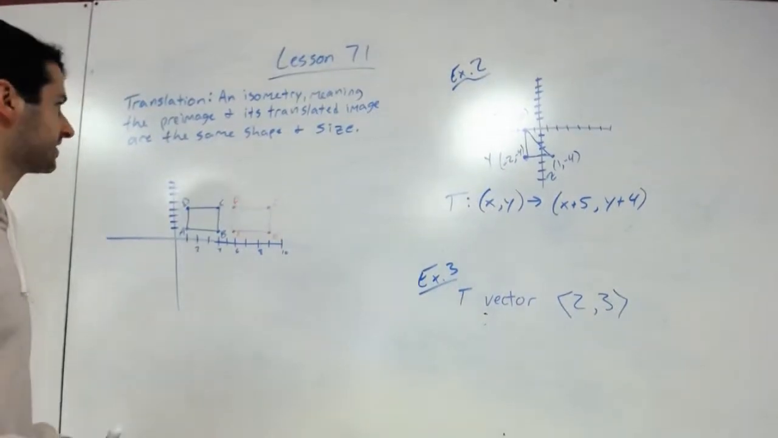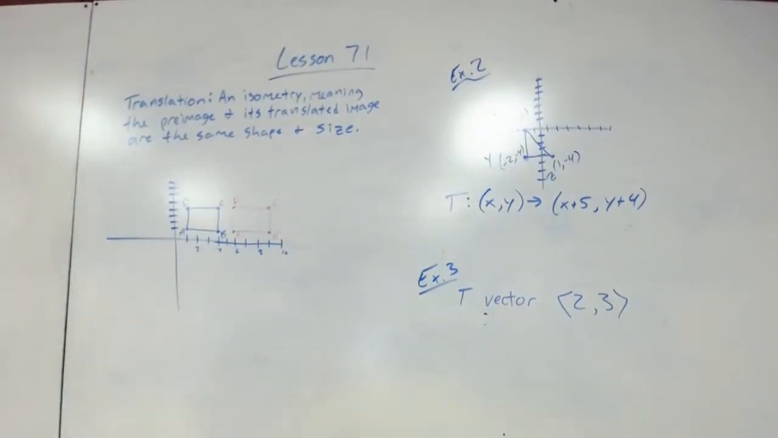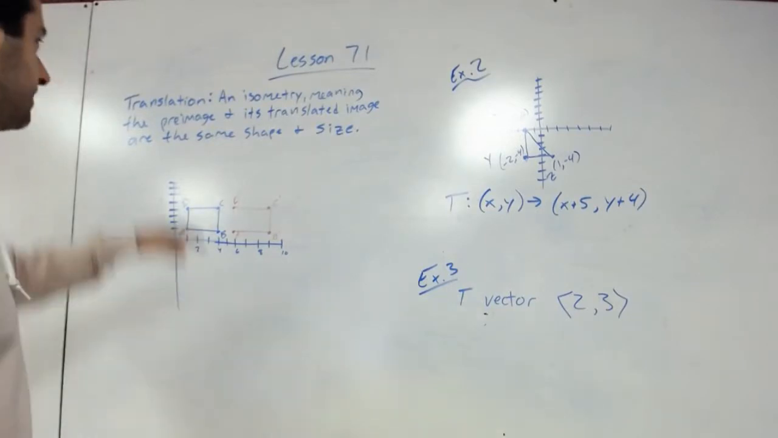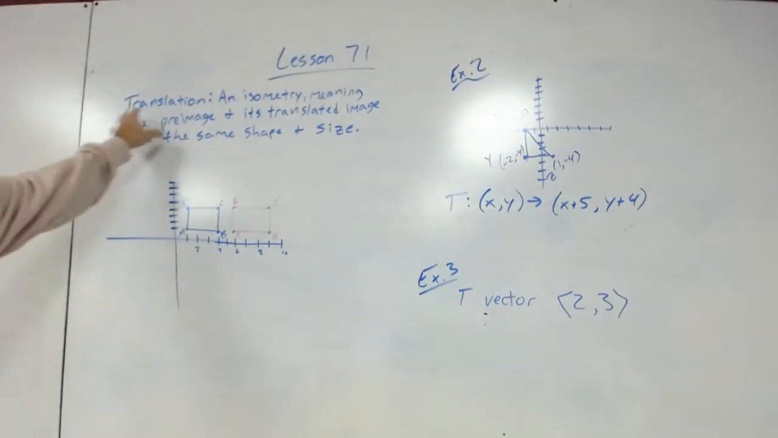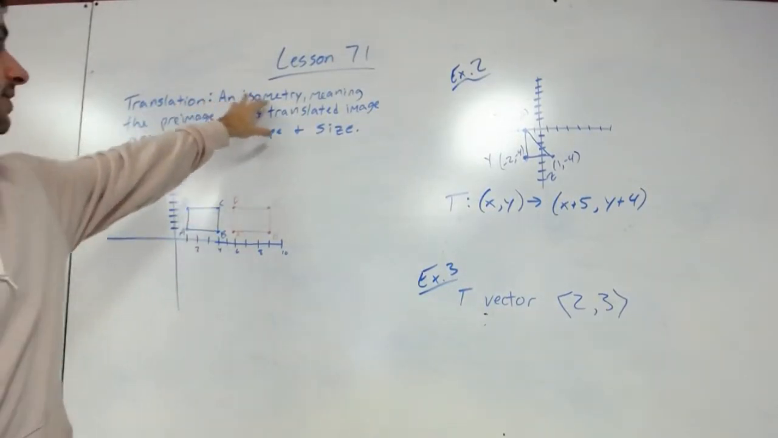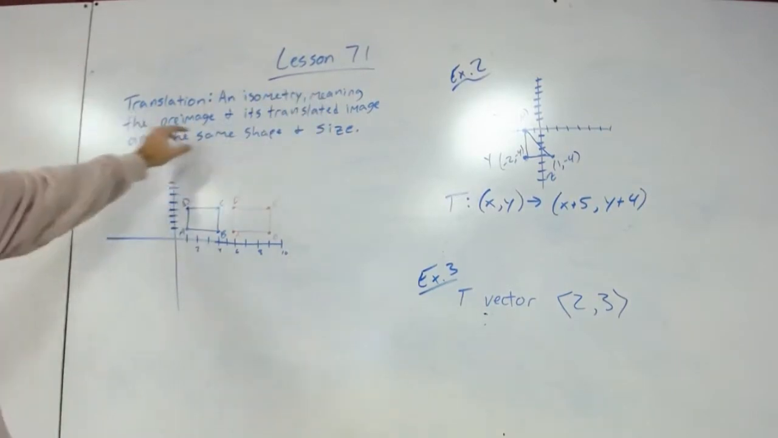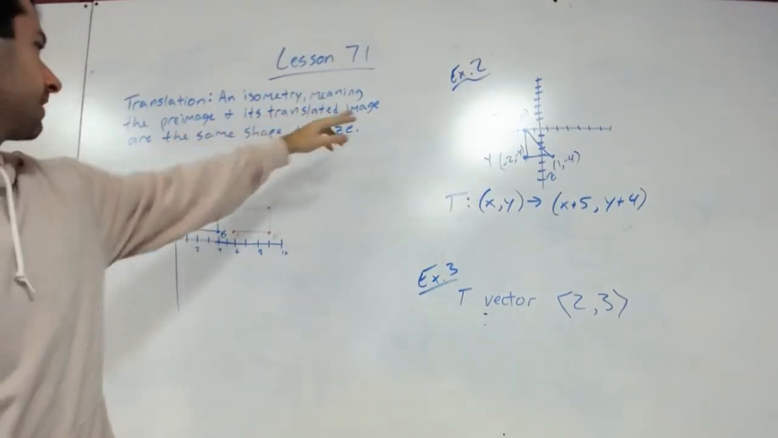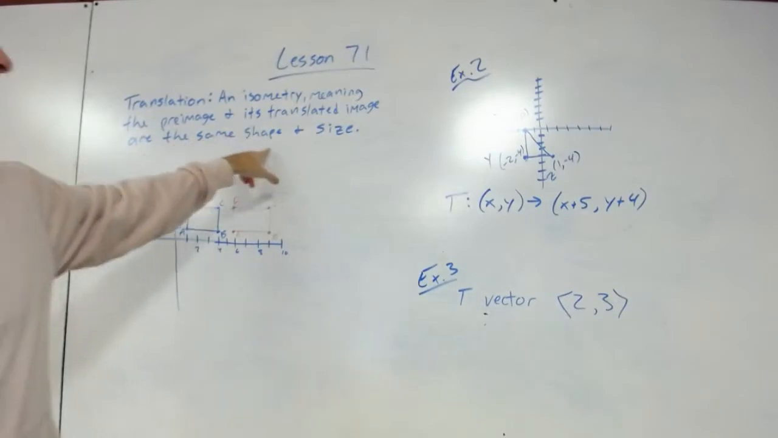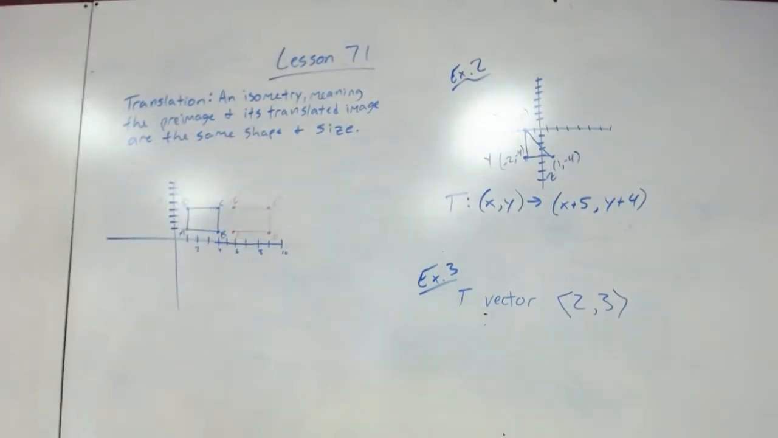Here in lesson 71, we're going to look at translations. Now, what a translation is, the definition is an isometry, meaning the pre-image and its translated image are the same shape and size. And so let's put that in an example here.